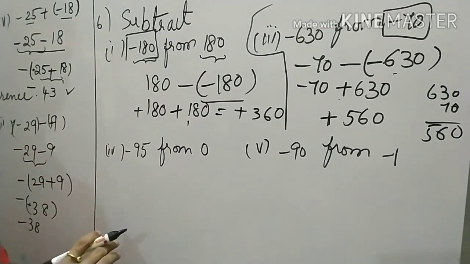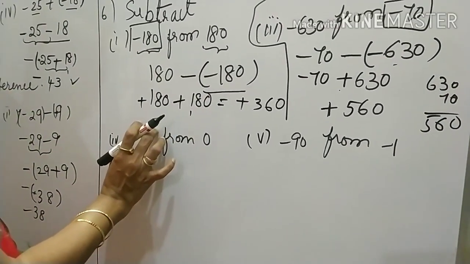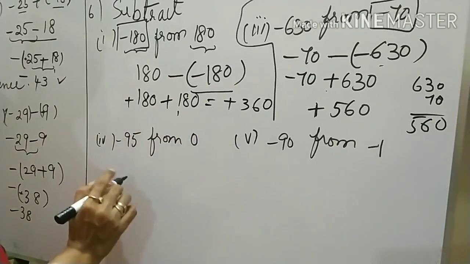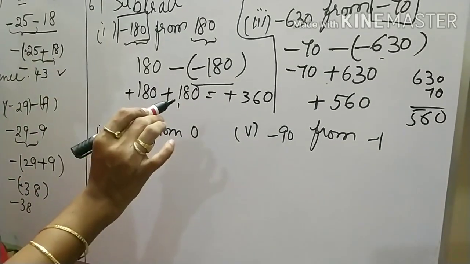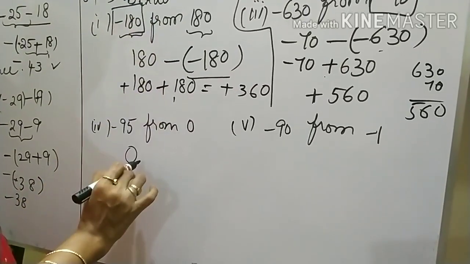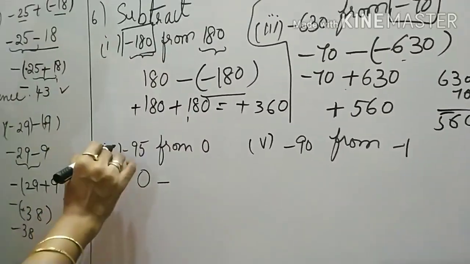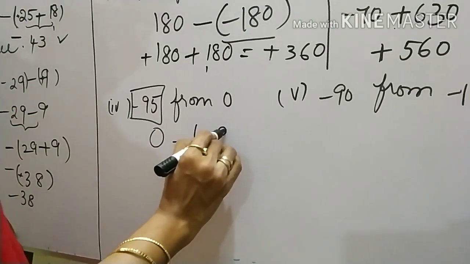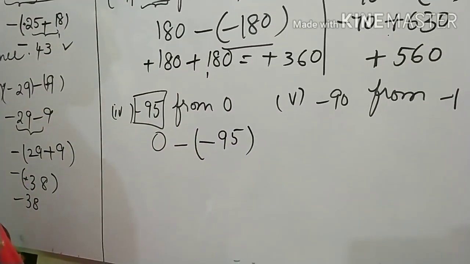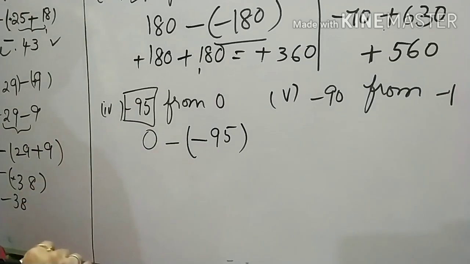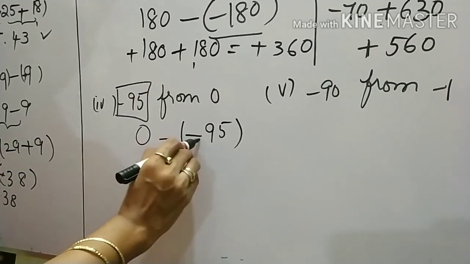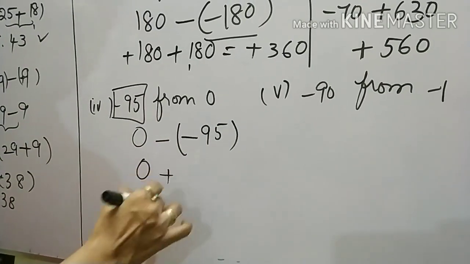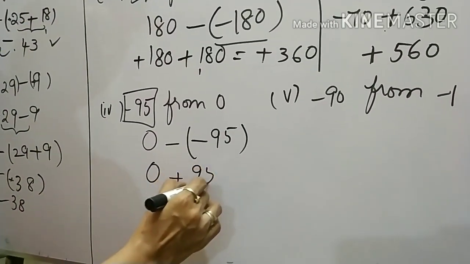See this one. We have to subtract the first number from the second one. What is the second number here? 0 we have. What is the operation we are doing here? Subtraction. What is the first number here? Minus 95. So within the brackets write down that one first. Now remove these brackets. Removing means applying the sign. Minus into minus, plus 95.